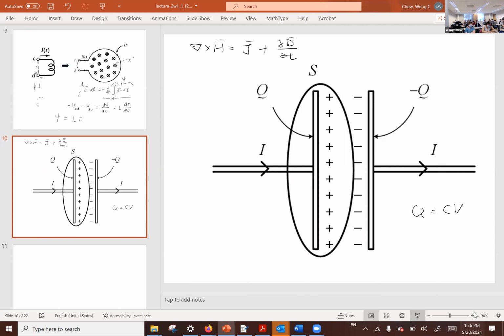So circuit theory is wonderful. Even though it's an approximate theory, all the physics are there. The physics of flux linkage, the physics of displacement current are there. You can do wonderful things with circuit theory if you know how. We haven't dropped any physics in circuit theory.